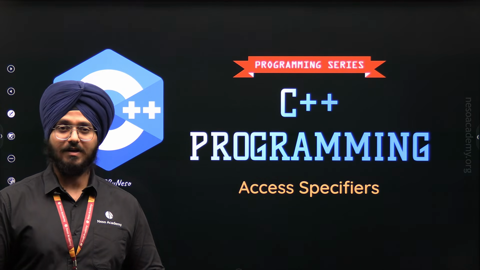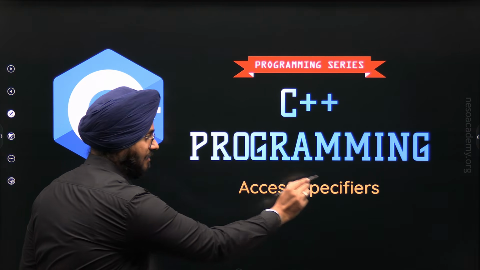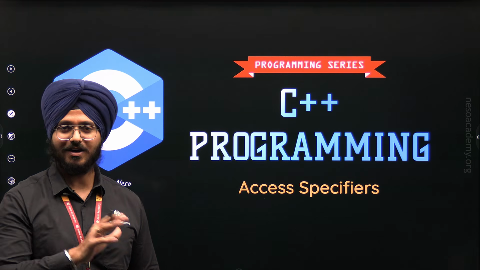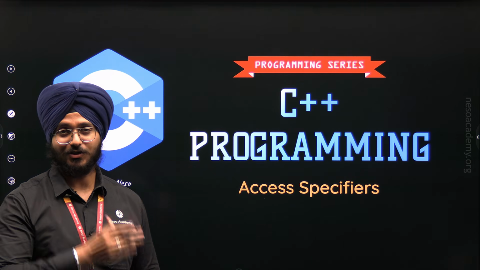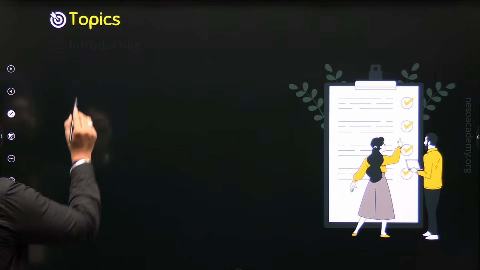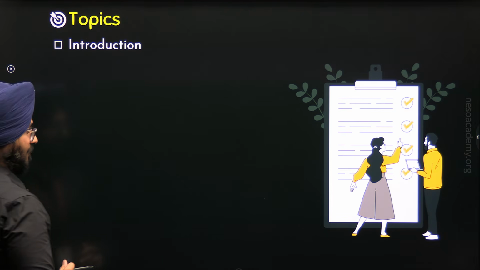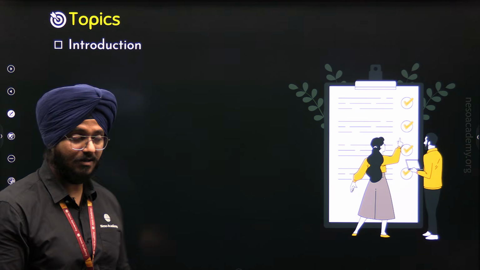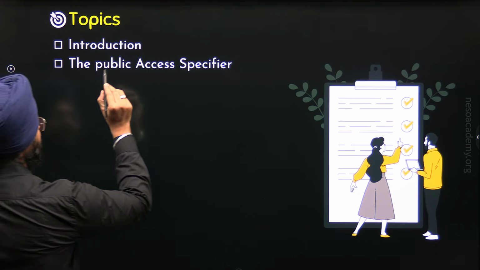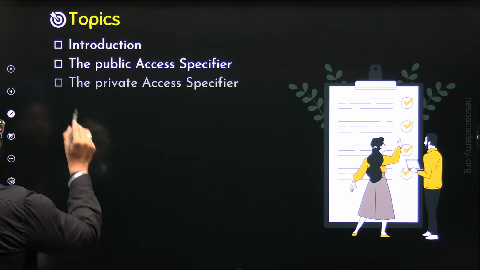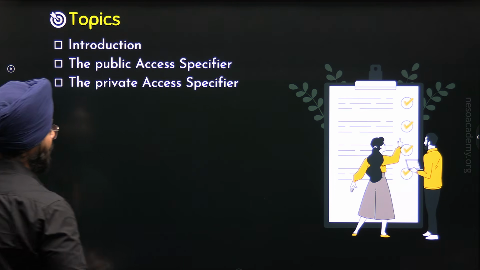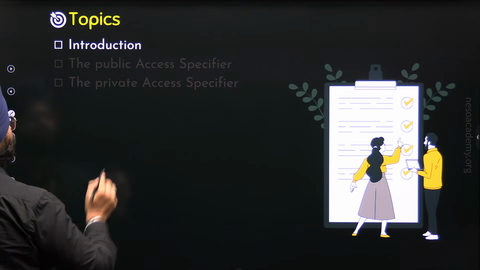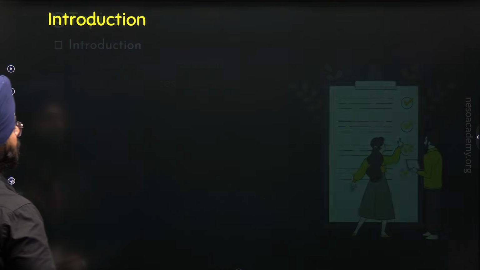In this lecture, we will understand access specifiers in C++. So without any further delay, let's get started and see what the topics are. The first topic is Introduction to Access Specifiers. First, I will introduce you to access specifiers. Then we will understand the public access specifier and the private access specifier. So these are the topics. Let's start with the first one, that is Introduction to Access Specifiers.